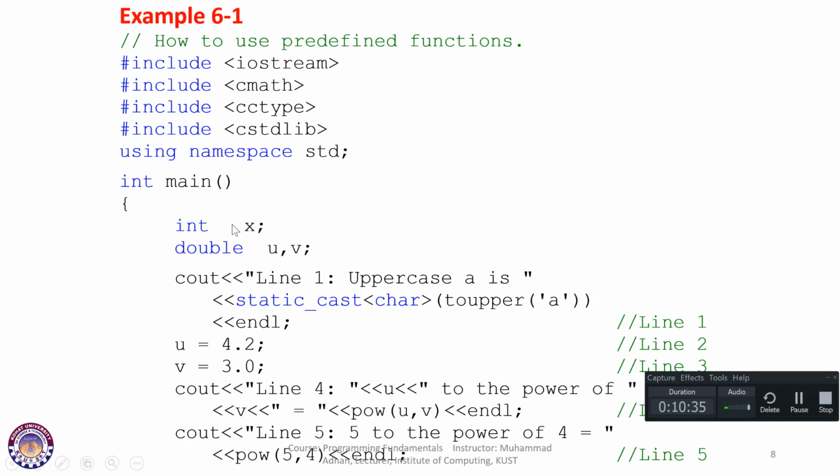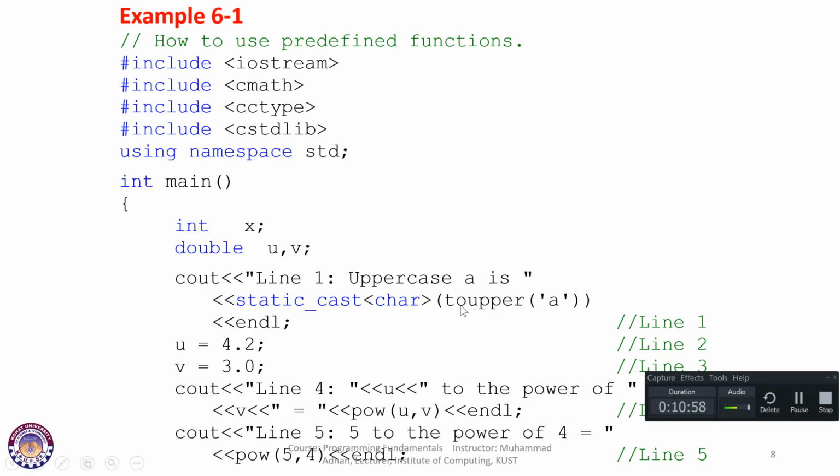So here we are defining an integer variable x, and then we have two double variables u and v. So in this cout line number 1, for uppercase, you can just write static_cast. We are converting the toupper of a to a character value.